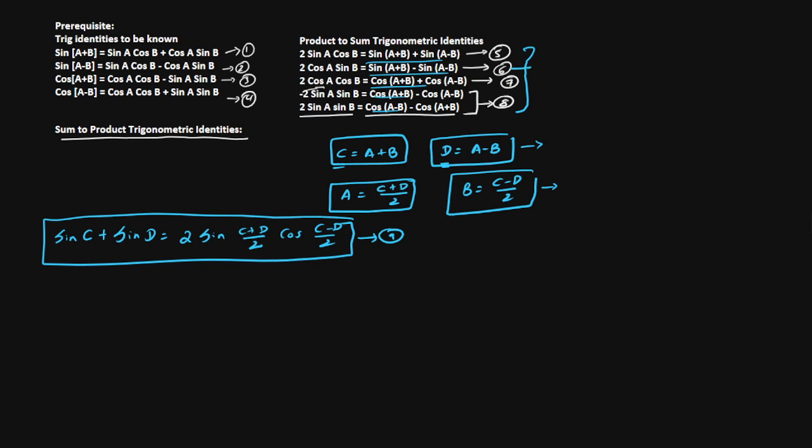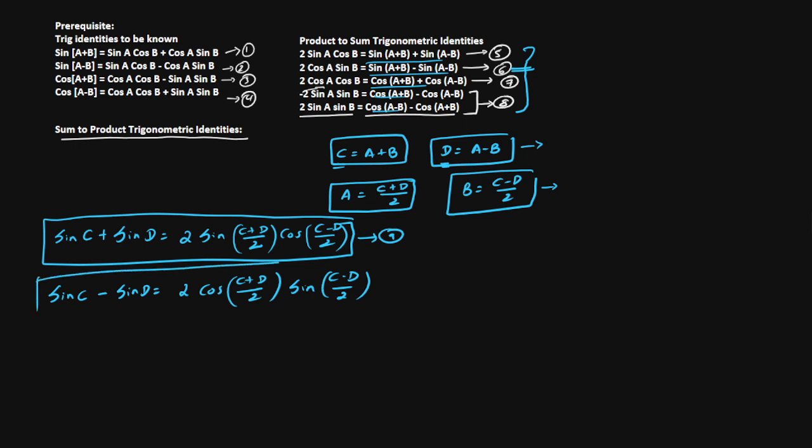Let's call it equation number 9. Let's get to identity number 6. Let's take up the right hand side first. Sin C minus sin D equals 2 cos C plus D by 2 sin C minus D by 2. So we are arriving at a new trigonometric identity, which is identity number 10.